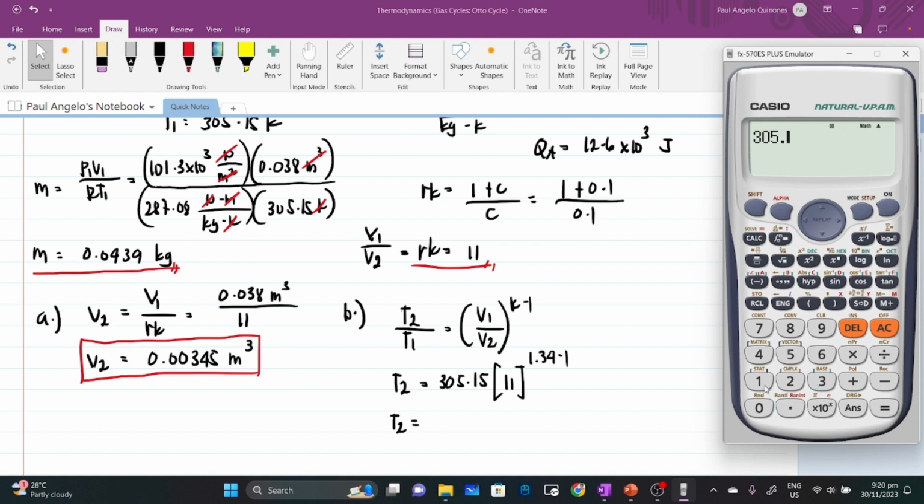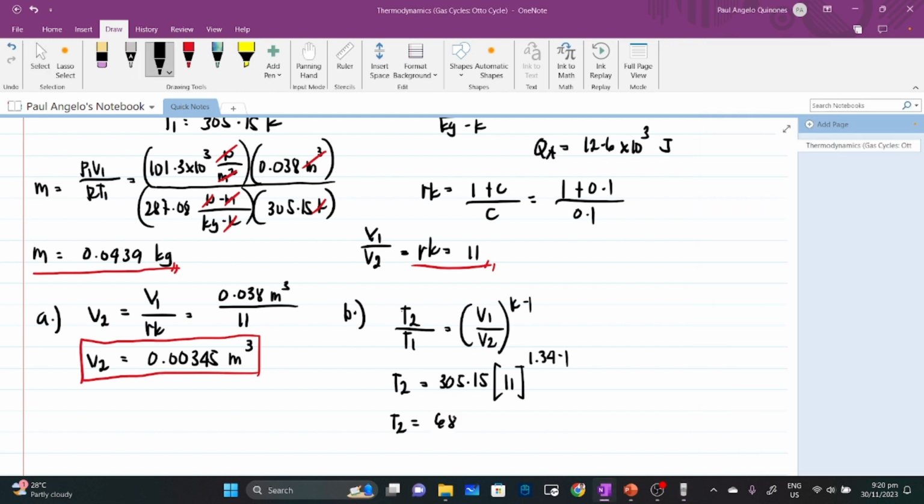So that is 305.15 times 11 raised to 1.34 minus 1. So we have 689.583. So that is in Kelvin.